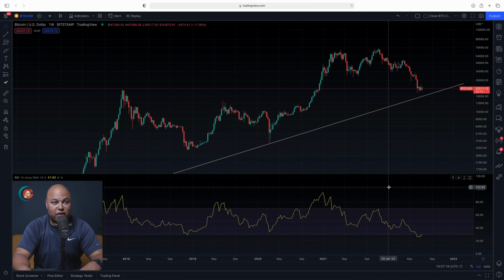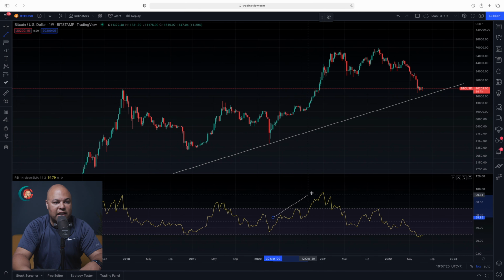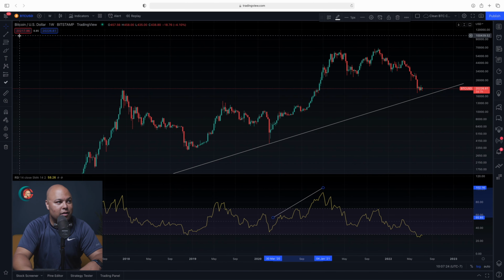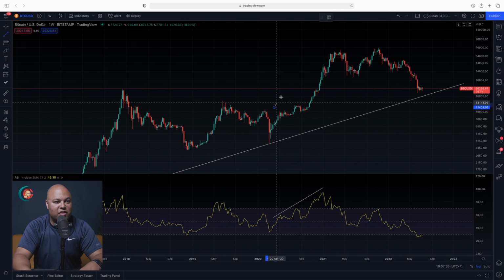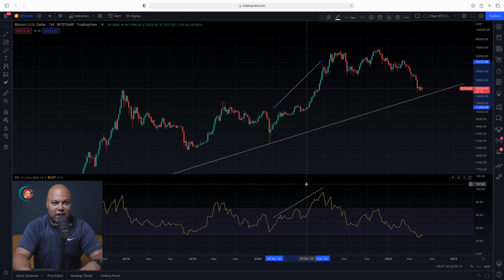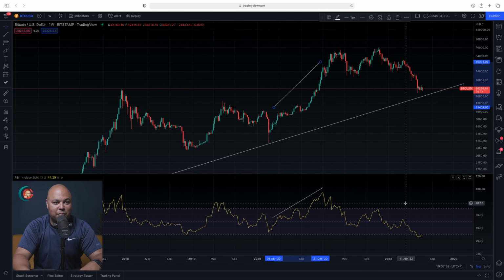What do I mean by convergence? Convergence is when the RSI is moving up, and the price is moving up. That's convergence. It means that the price and the RSI are doing the same thing. The price is moving higher, the RSI is moving higher.